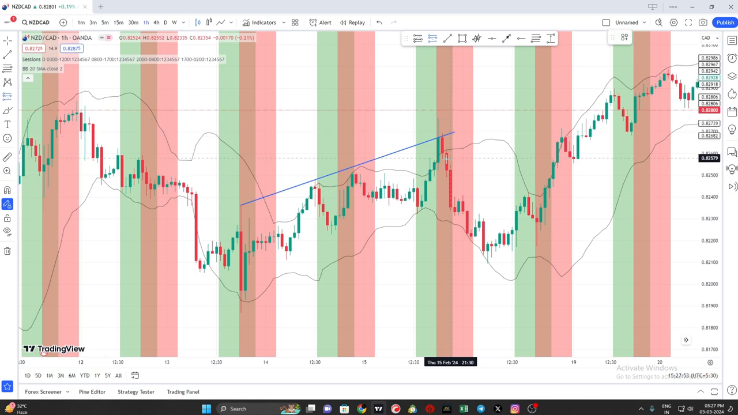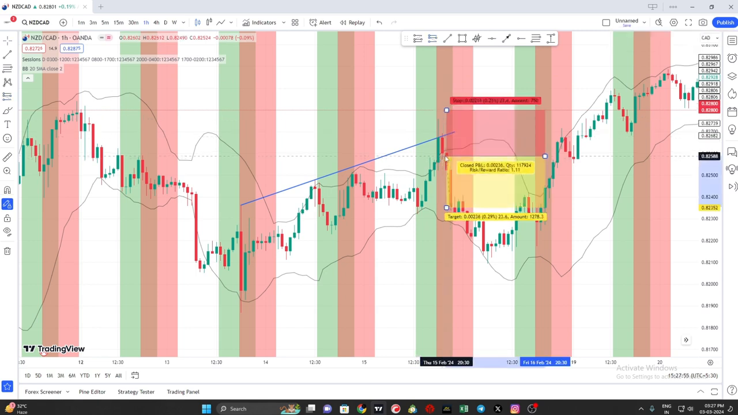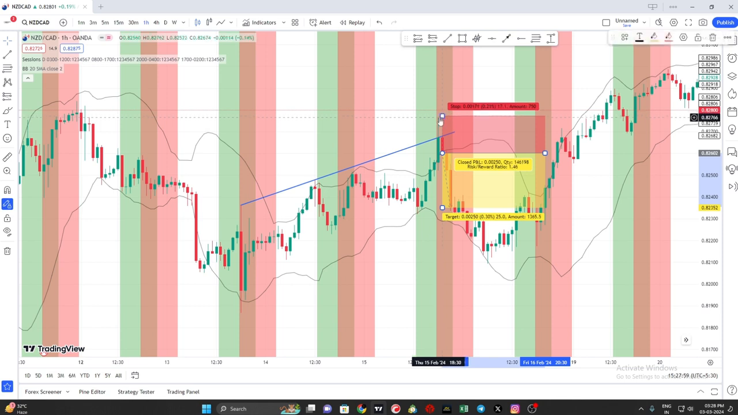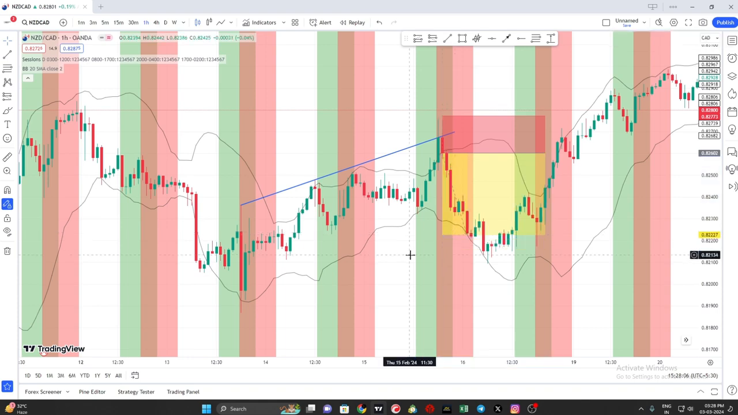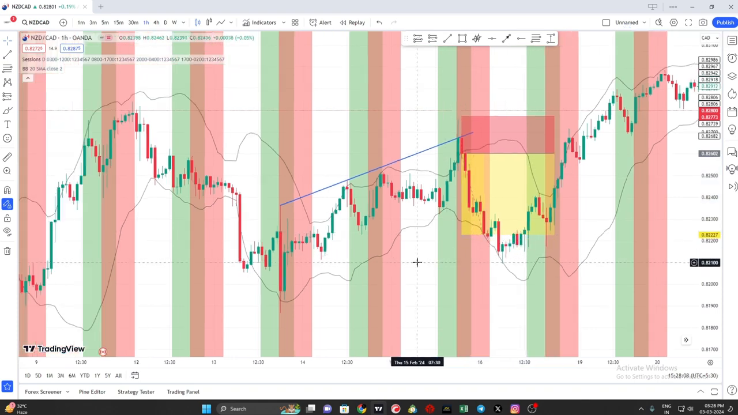So here we can simply take our trade, which is just after this candle closes, and our SL will be a little bit above the swing high, and our TP will be either this or this major support. So this is a very basic example.